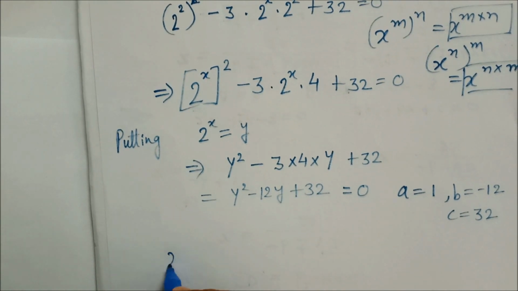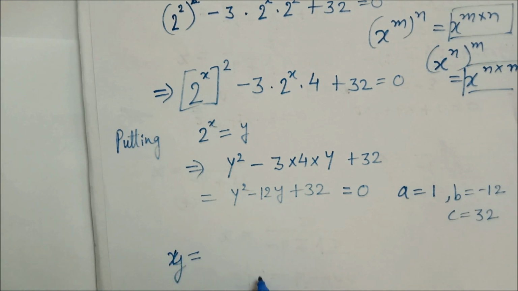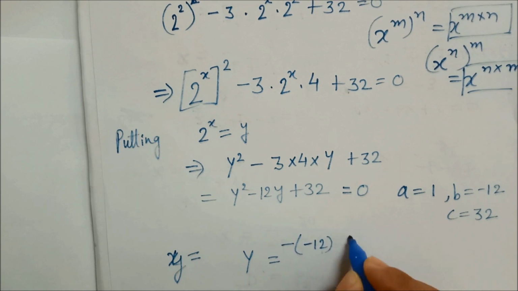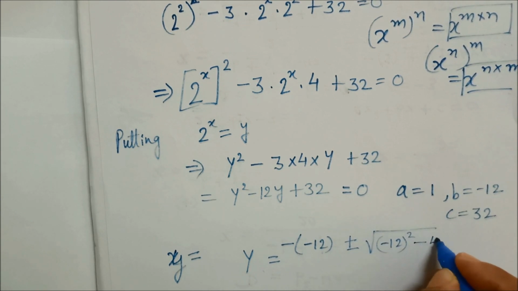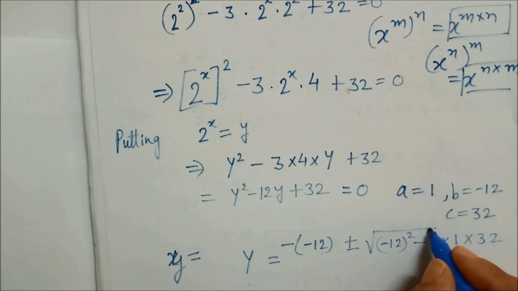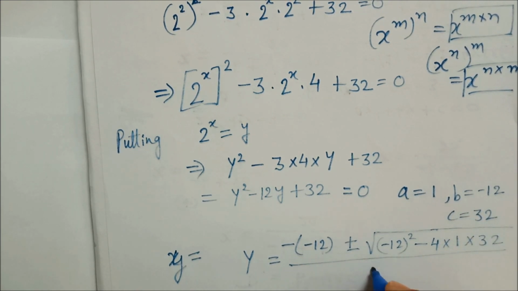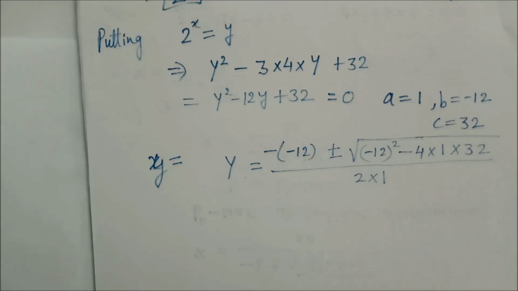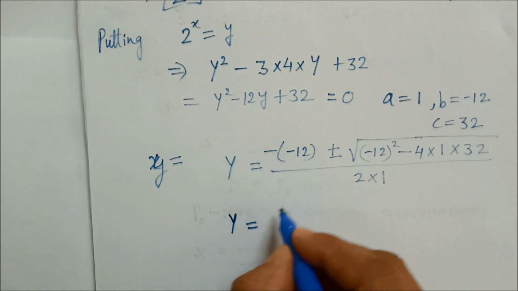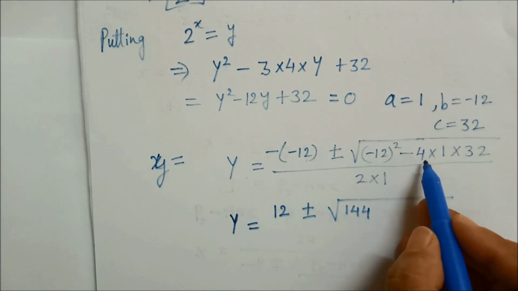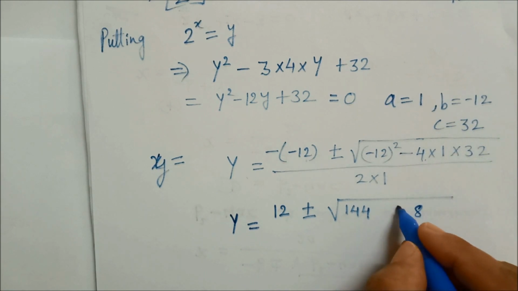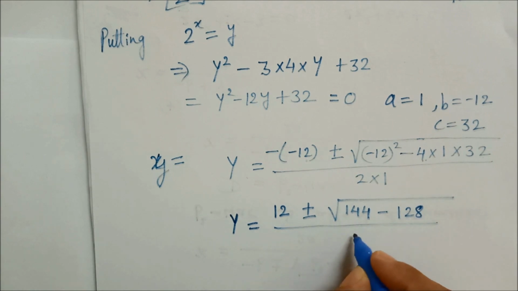Now the formula for x, here we have the variable y, so in place of x we will write y. y is equal to minus b, and the value of b is minus 12, plus minus under root b square, 12 square, minus 4 into a into c, where the value of a is 1 and the value of c is 32, upon 2 into 1, that is 2a. y is equal to minus into minus, plus 12, plus minus under root 12 square is 144, 4 2s are 8, 4 3s are 12, with the minus sign, upon 2.